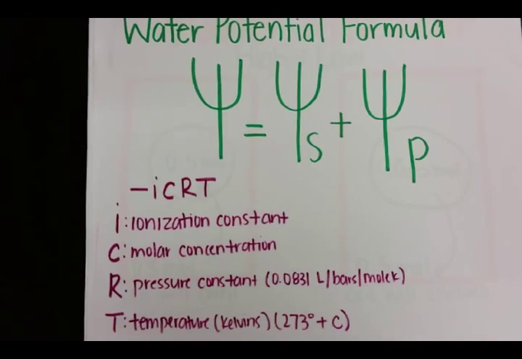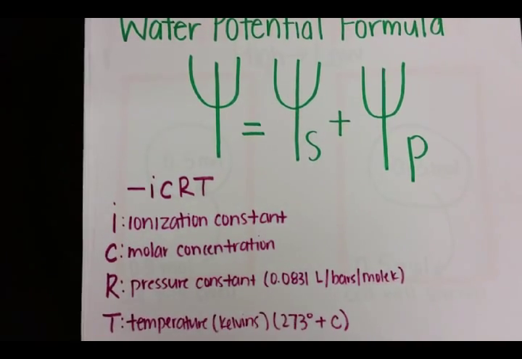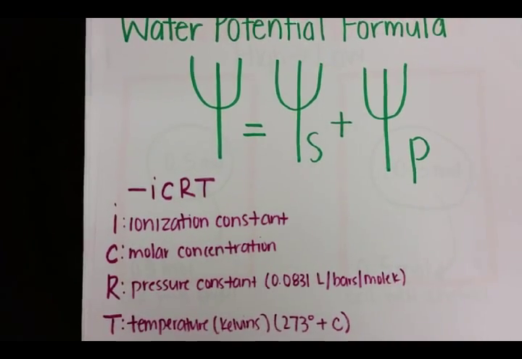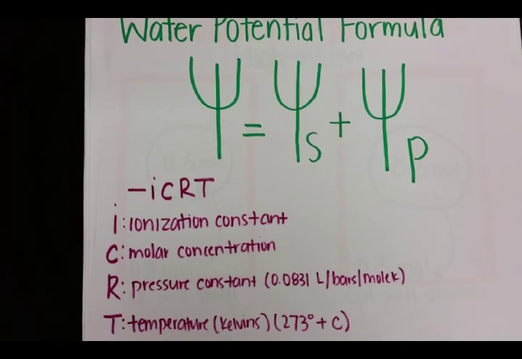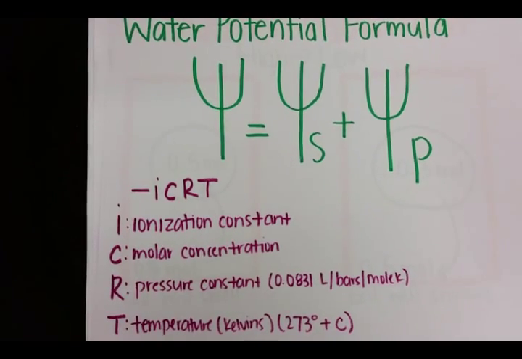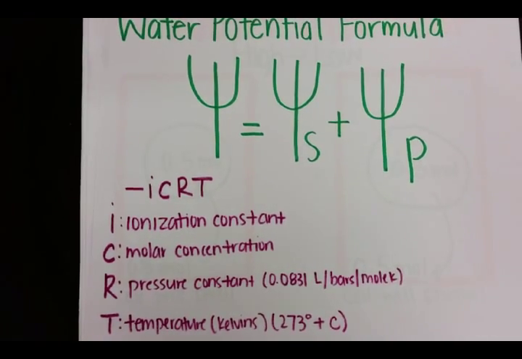The water potential formula is psi equals psi s plus psi p. The psi p stands for the pressure potential. Most of the time it will be zero if it's in an open environment like an open beaker.